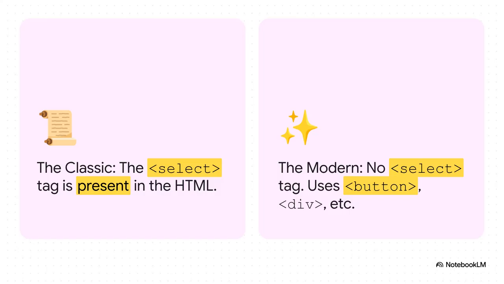And here it is. This is the whole shebang right here. If you inspect the element and you see a select tag in the HTML, you are dealing with a classic dropdown. If you see anything else, a button or a div or something like that, it's a modern or hidden type. That's it. That one tag determines your entire strategy.